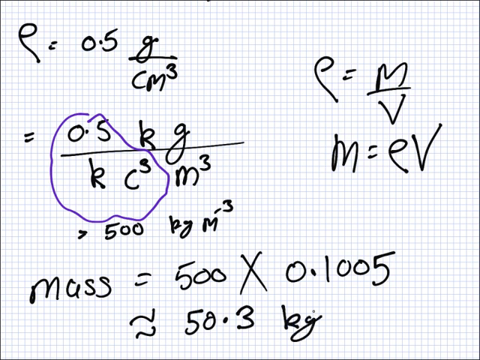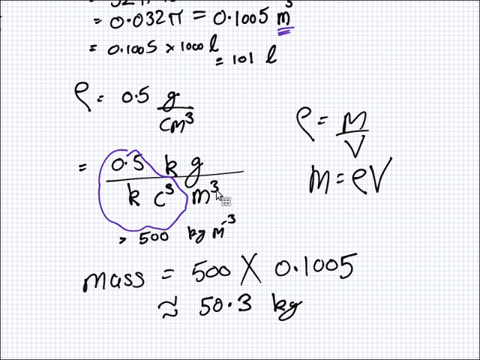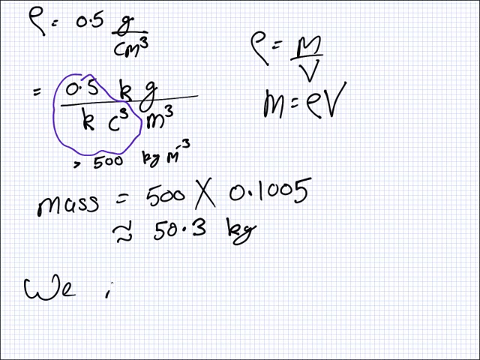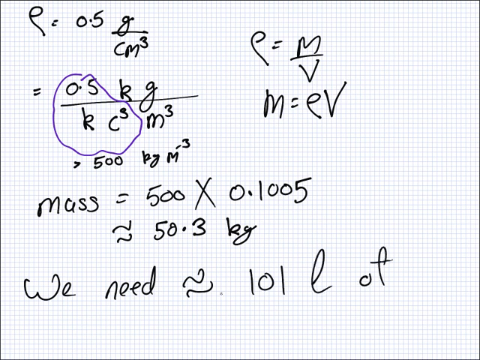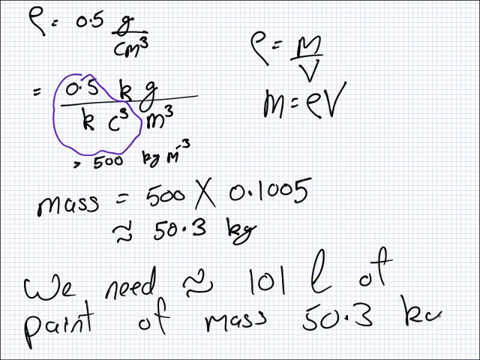kilograms. So the answer is we need about 101 litres of paint of mass 50.3 kilograms. Not in the physics exam, no. They need to have a number answer in the exam, and also the answer must be 3 figures.